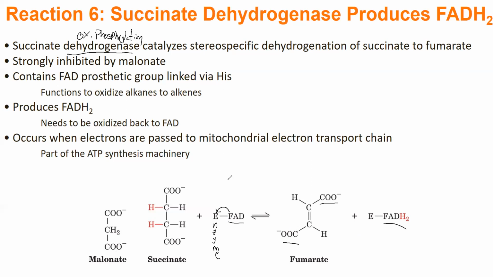Like I said, the FAD is attached to our enzyme via histidine. You make FADH2. To get this enzyme to do another reaction, you have to lose these protons, you have to lose these electrons, and so that will be shown how that's done in the electron transport chain. But we'll get to that when we talk about oxidative phosphorylation.